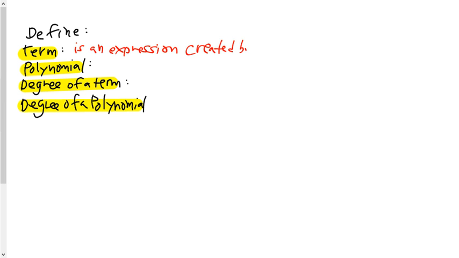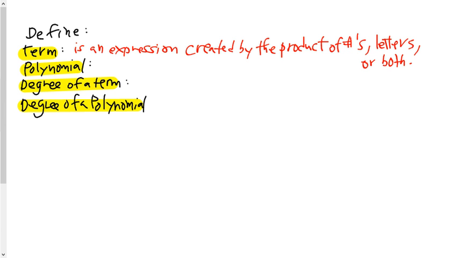created by the product. A product is a fancy word for what, Jack? Created by the product, which means multiplication of numbers, letters, which of course, when we say letters, what do we really mean? We really mean variables, right? Or both. Mostly they're both. So an expression created by the product of numbers, letters, and or both.